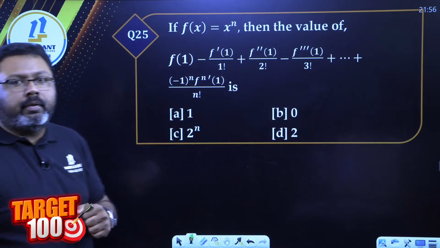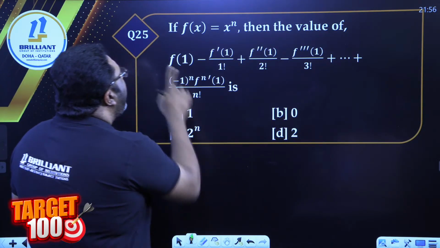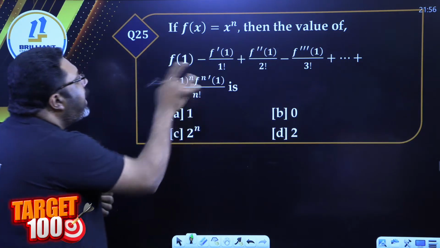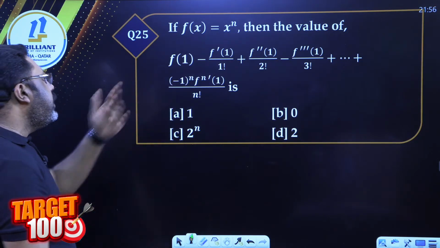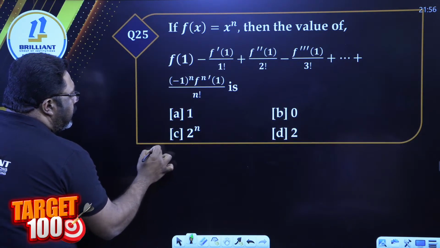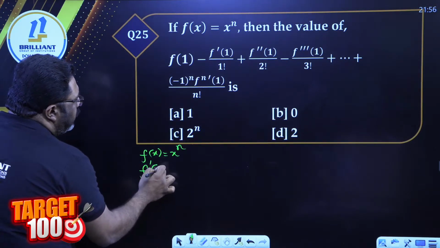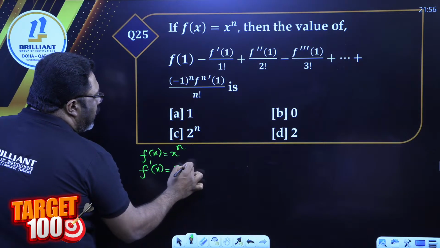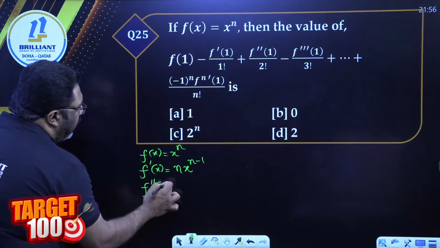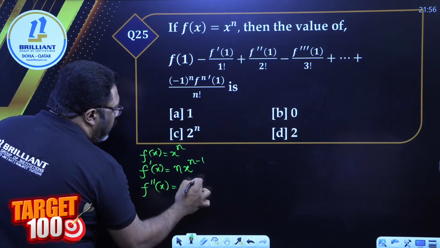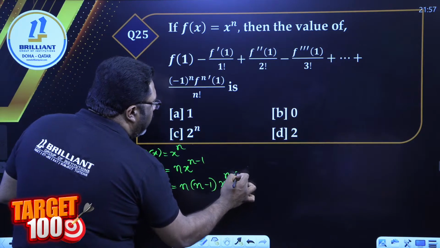Question number 25. F of x is x raised to n. Then find the value of f of 1 minus f dash 1 by 1 factorial plus f double dash 1 by 2 factorial and so on. So what is f of x? X raised to n. Then what is f dash of x? N x raised to n minus 1. Then what is the double derivative of f of x? N multiplied with n minus 1 into x raised to n minus 2.